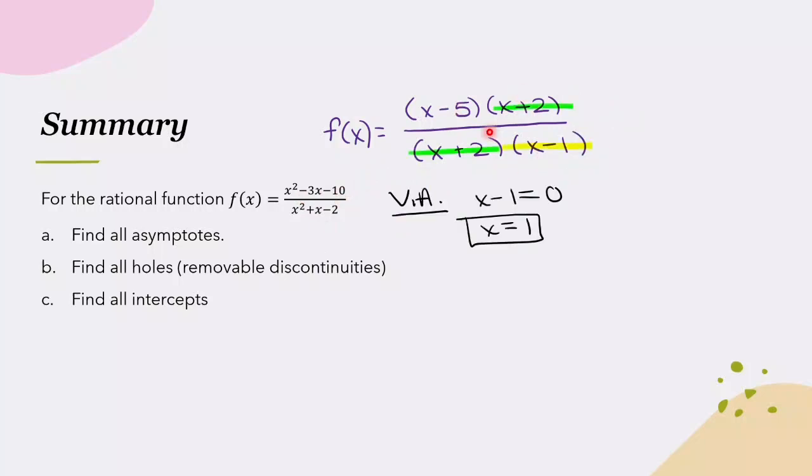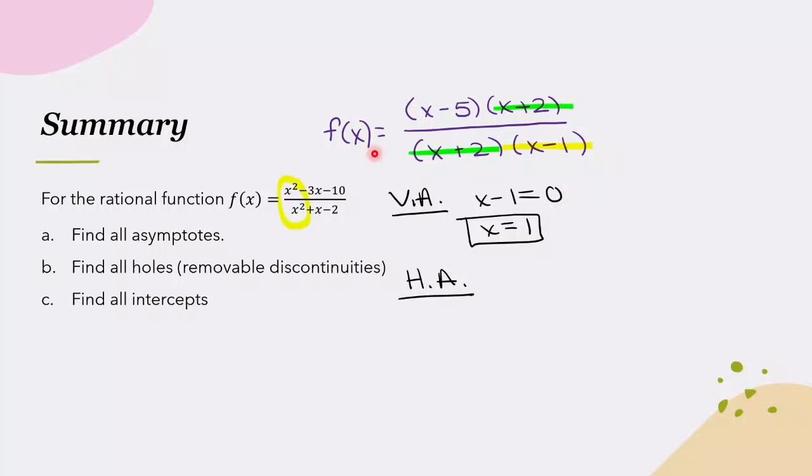So now I notice I do have a common factor of x plus 2. That is a hole in the graph. That's not going to give me an asymptote or an intercept. I look at x minus 1. That is the only factor in the denominator that can't be canceled, that isn't part of a common factor. And I set that x minus 1 equal to 0. I get x equal 1. So I have a vertical asymptote at x equal 1.